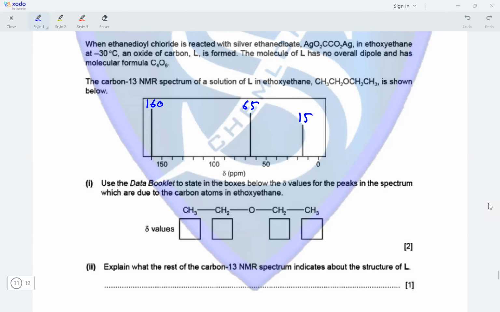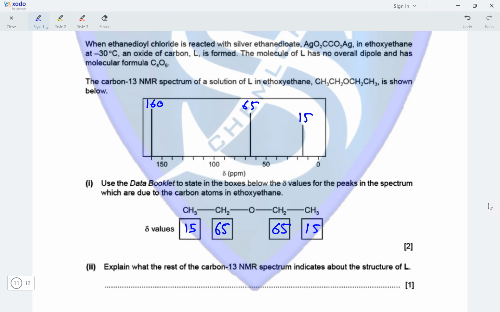Use the data booklet to state in the boxes below the chemical shift values for the peaks in the spectrum which are due to the carbon atoms in ethoxyethane. So if we have CH3 next to an alkyl group, its range is 0 to 50. So for the CH3 groups, the value for the chemical shift is 15 ppm. CH2 next to oxygen has a range of 50 to 70. So the peak at 65 corresponds to the CH2 next to oxygen. So we've identified two of the three peaks.